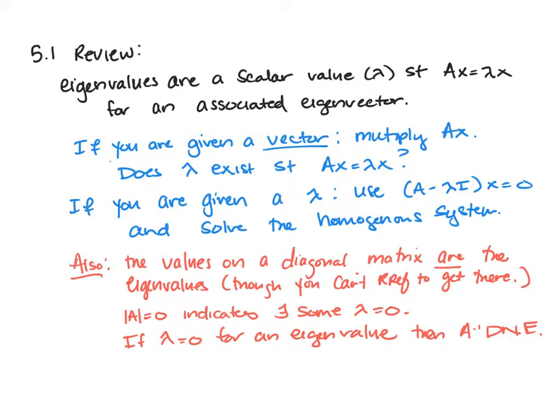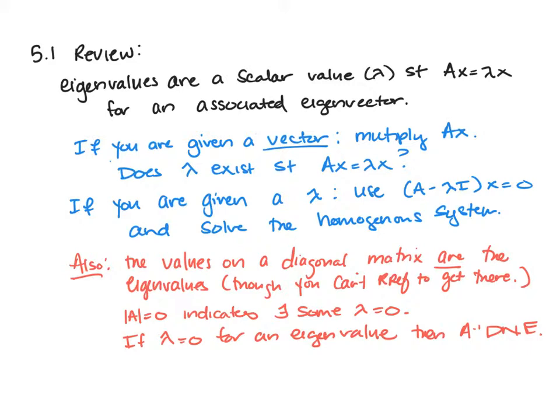And as I said in class, the eigenvalue is kind of like the heart of the matrix, and it can tell us a lot about the health of the matrix or the behavior of the matrix, just from that little bit of information. If you are given the vector, you can find the eigenvalue or see if an eigenvalue exists by just taking A times x and seeing if there's a value that will give you a scalar version of that.